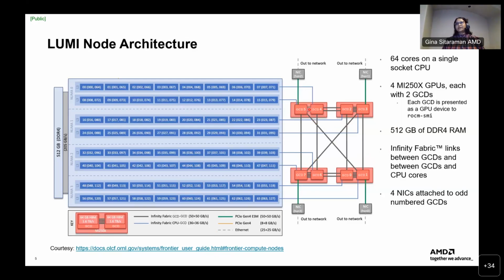Between the GCDs, we saw there are four links, but we also see that between different pairs of GCDs, there are different numbers of Infinity Fabric links. For example, GCD4 and GCD2 have two of these links connecting them. But when you look at GCD2 and GCD0, there's only one link connecting them. The speed on each link is 50 gigabytes per second in each direction. So when we have four links together, that makes 200 gigabytes per second in each direction.